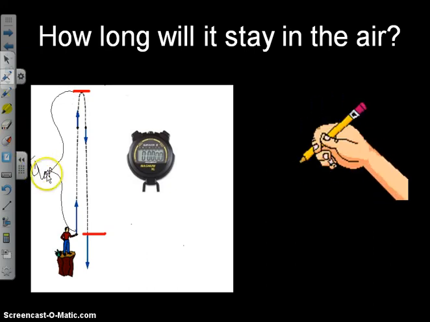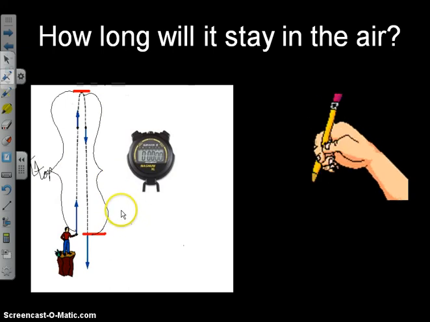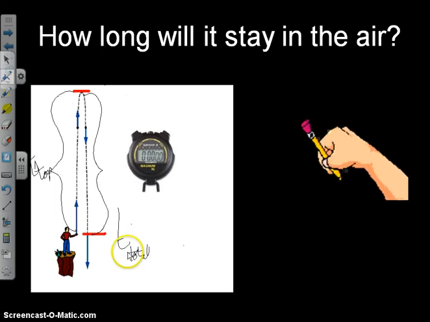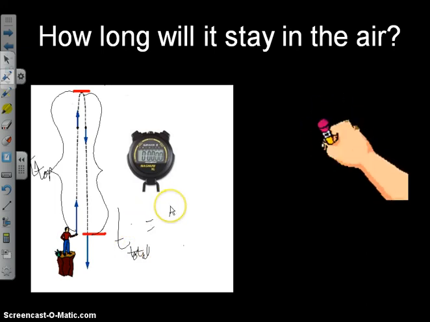If I know how long it took to get to the top, remember I told you the velocities, the speeds on the way up and the speeds on the way down are identical? The time on the way up and the time on the way down is also identical. So if I want to know the total time in the air, all I have to do is double the time that it took to get to the top.